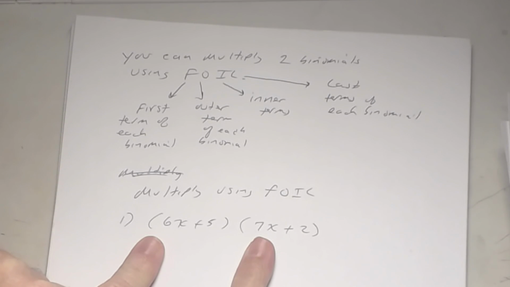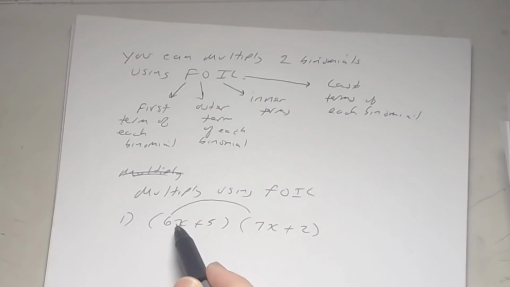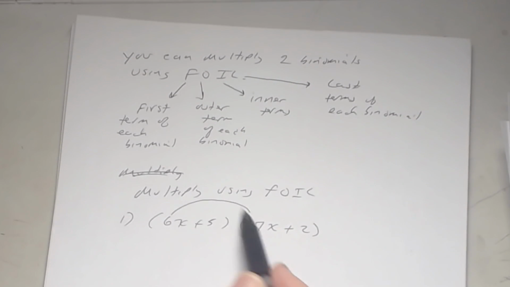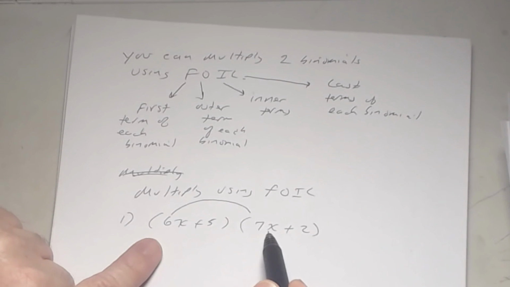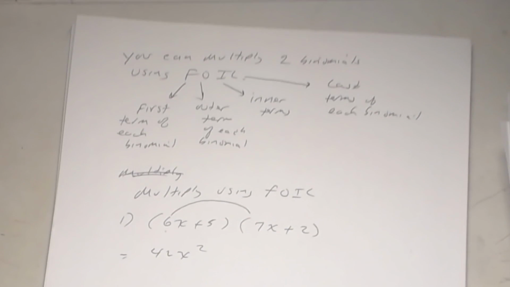Multiply them. All right, so you're going to say this times this. A lot of students, when they do the FOIL, you may remember the little arcs, the little curves that you make. So the first times first. What is 6x times 7x? 42x squared. Okay? Now let's go to the outer.